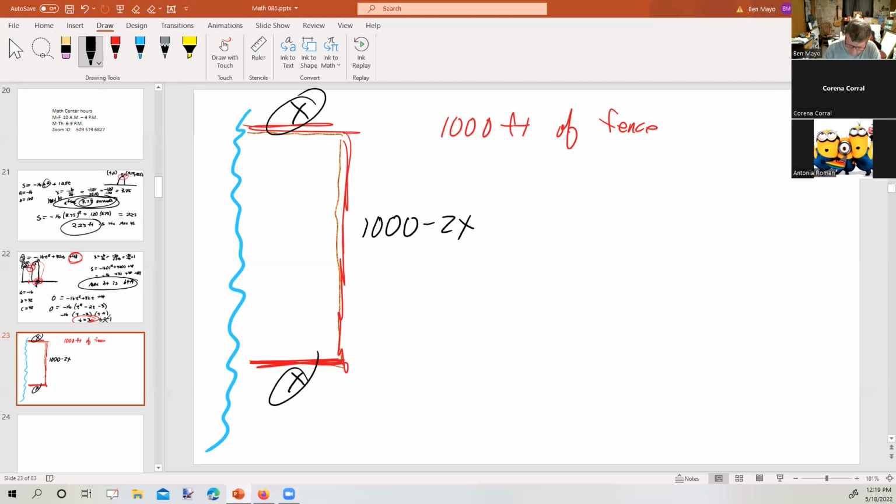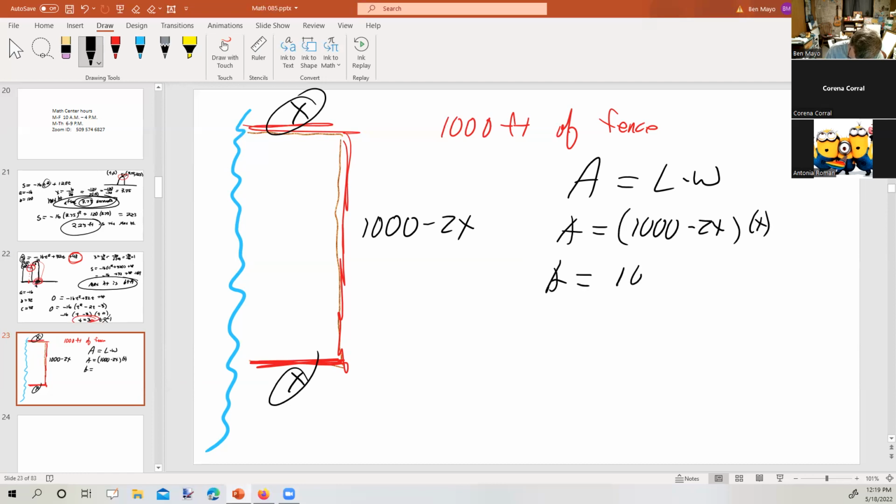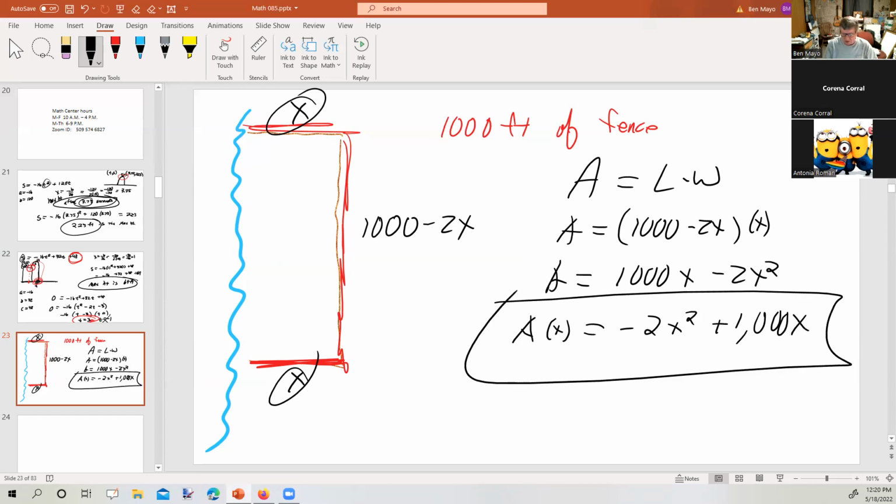Yes. All right. Now, the area of this thing would be length times width. The area would be length times width. The area would be that. I'm going to write it as a function and I'm going to put it in standard form. So there's my equation that describes the area of that rectangle. All right. So far, so good? Yes.